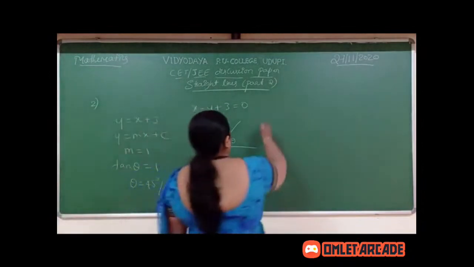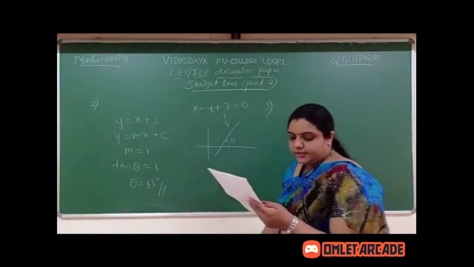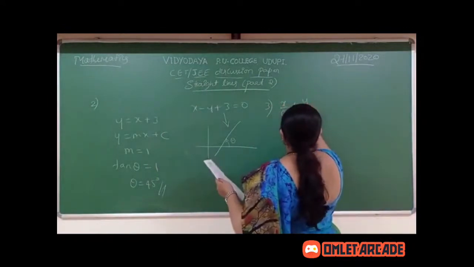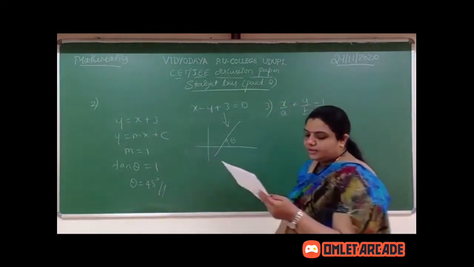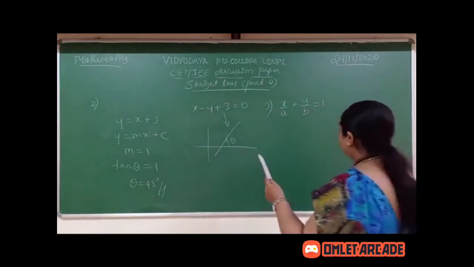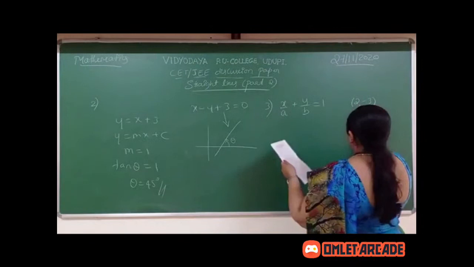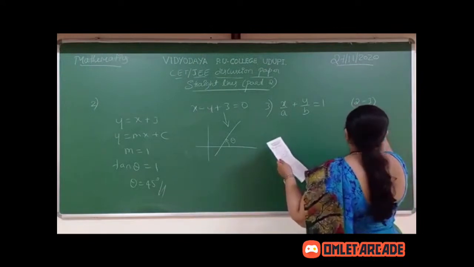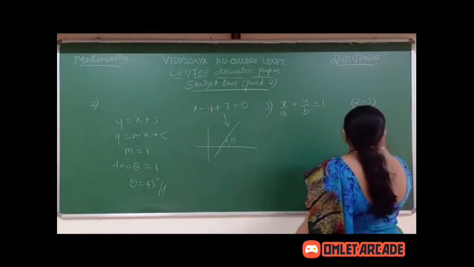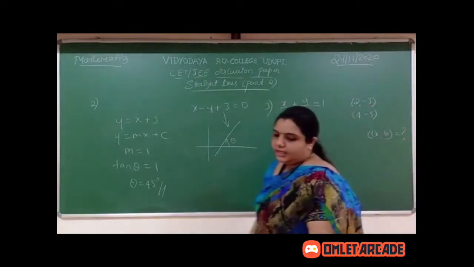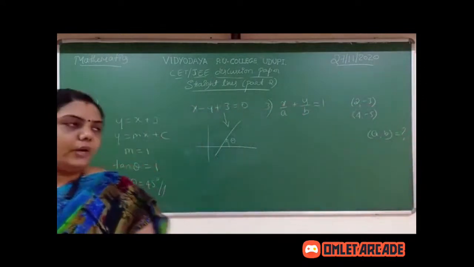We'll see the third one. The line x by a plus y by b is equal to 1 passes through the points. They are saying this line passes through the points 2 comma minus 3 and 4 comma minus 5. Then you need to find a comma b. This is the question.